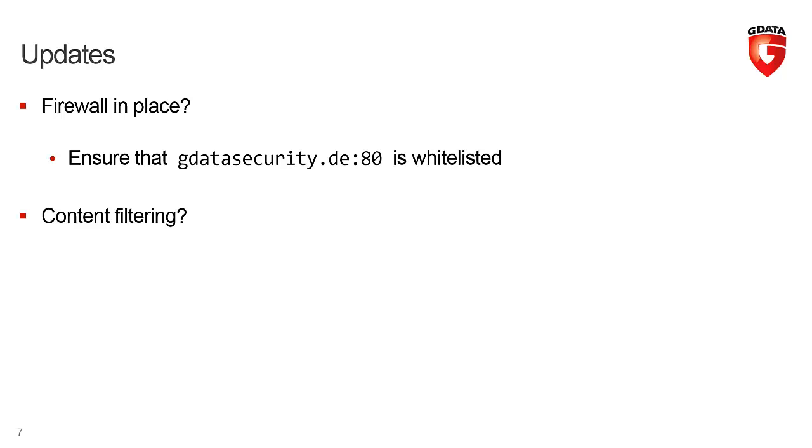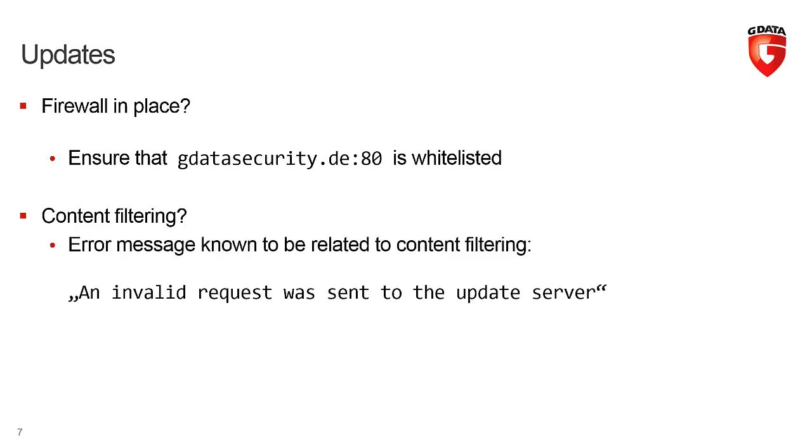An indication for issues that may arise from the use of a content filter or third-party firewall is an error message like "An invalid request was sent to the update server." Even if you are sure that no such thing is in place, make double safe, because there have been lots of situations where the network administrator or service provider was unaware that there even was a content filtering module active.